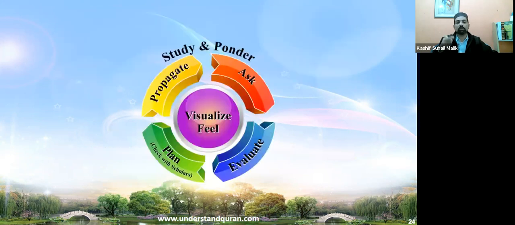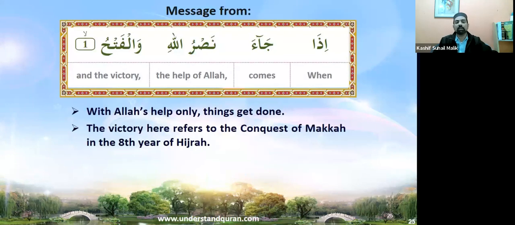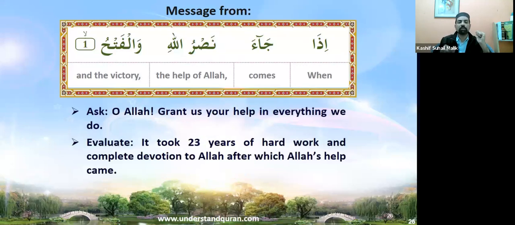connoting here. Now, what does this ayah tell us? With Allah's help only, all things get done. Iza jaa nasrullahi wal fath. So here the victory refers to the victory of Makkah in the 8th year of Hijrah. And we should pray to Allah immediately when we listen to something good. Oh Allah, grant us your help in everything we do and give us the victory in every matter of life.